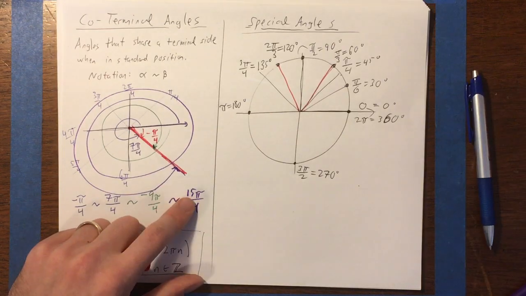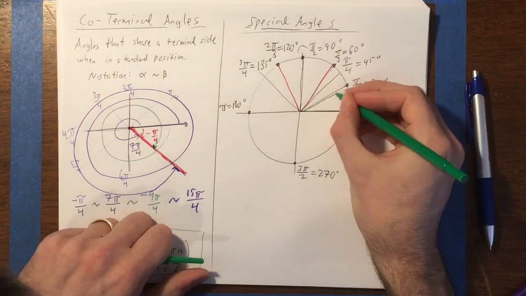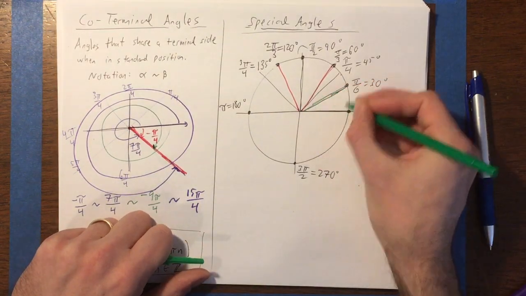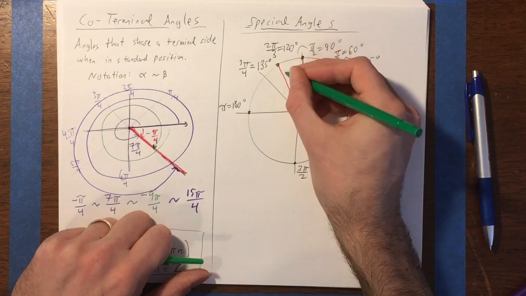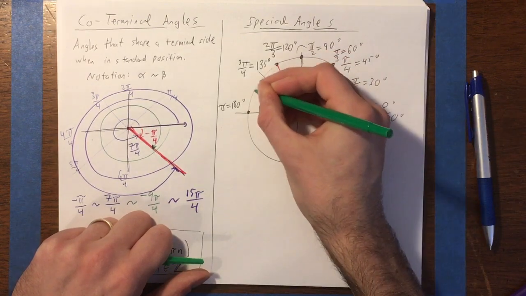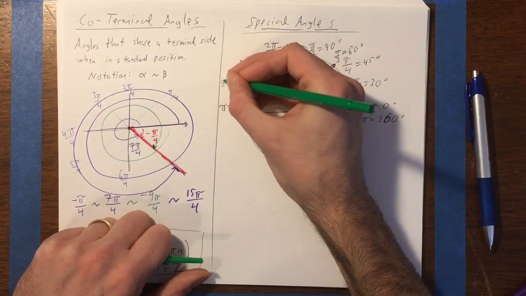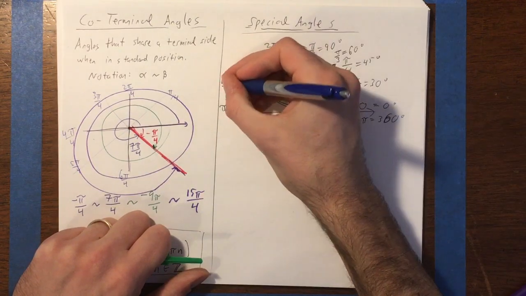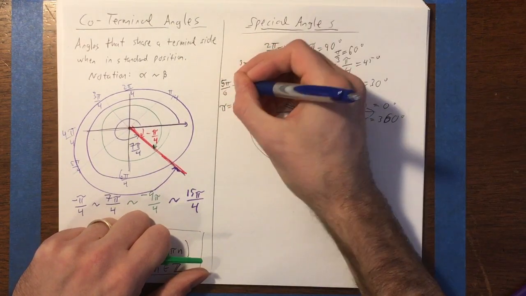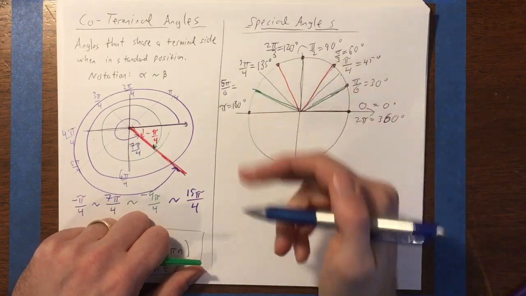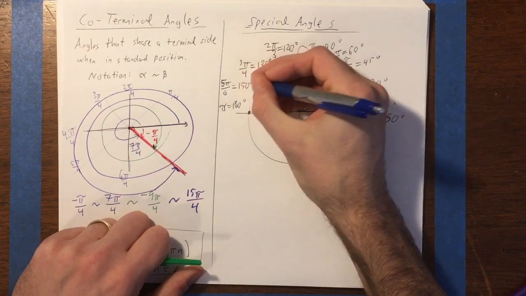And then over this pi over 6 here, if you do 1, 2, 3, 4, 5 pi over 6, you get over here. 5 pi over 6, and that is just 30 degrees shy of 180, and that's 150 degrees.